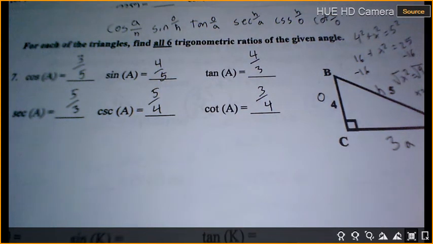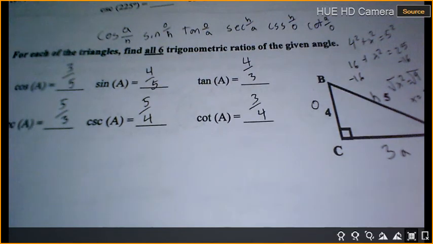Okay? So you just have to use Pythagorean theorem to find that missing side. And then it's just opposite over adjacent or adjacent over opposite using those. Please make sure you have those at the top, though. Cosine is adjacent over hypotenuse. Sine is opposite over hypotenuse. Tangent is opposite over adjacent. And then secant is hypotenuse over adjacent. Cosecant is hypotenuse over opposite. And cotangent is adjacent over opposite. If you got that, you're good.